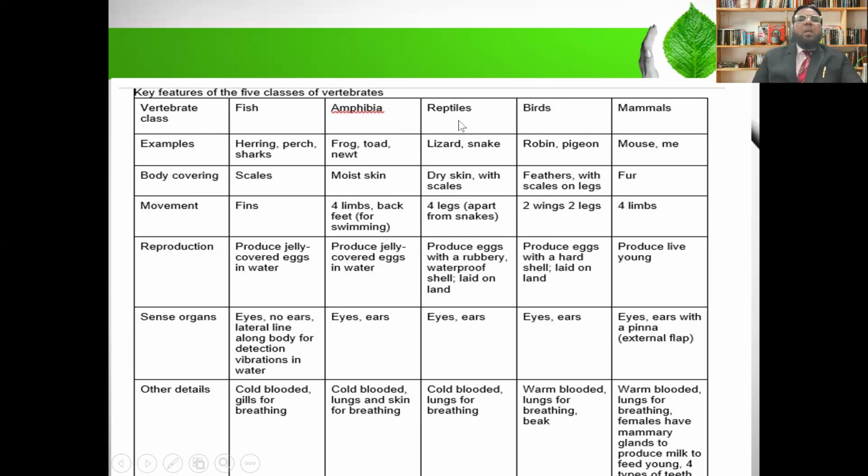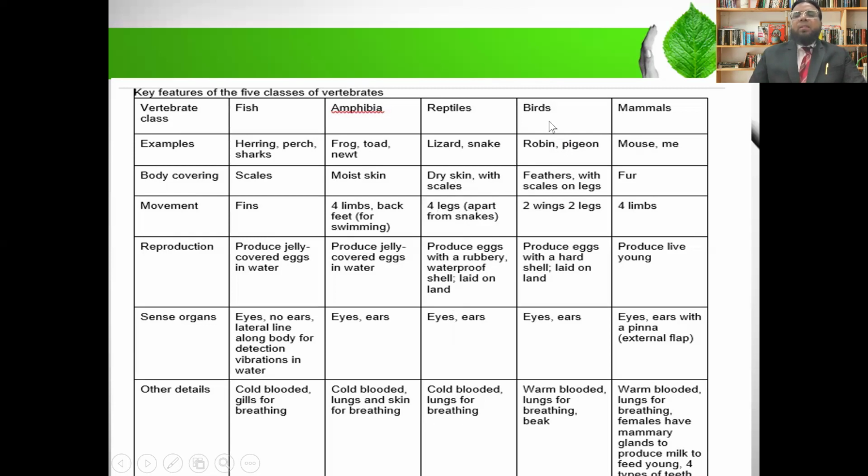Now the third class of vertebrates is the reptiles. You can see the examples, lizard and snake. They have dry skin with scales, and four legs apart from the snakes. They produce eggs with rubbery, waterproof shells laid on land, and they have eyes and ears. They are cold-blooded, with lungs for breathing.